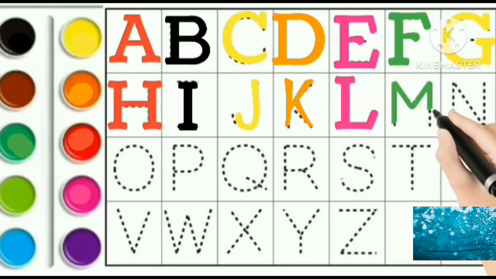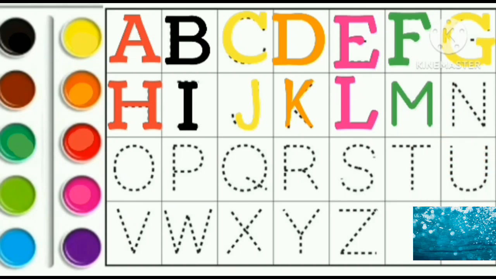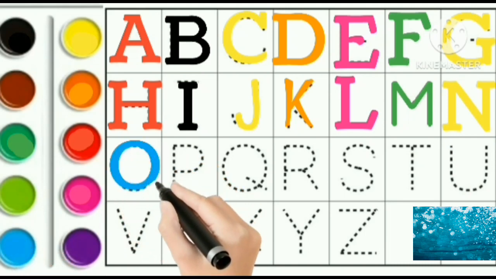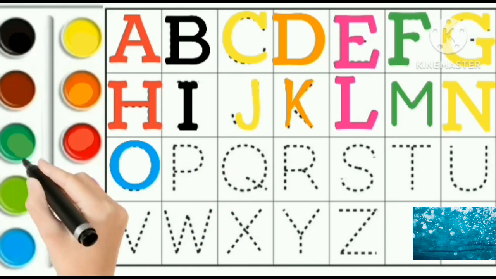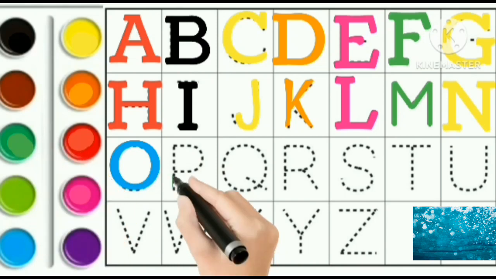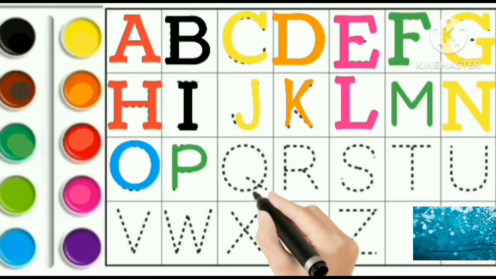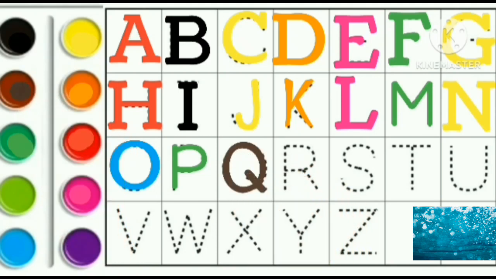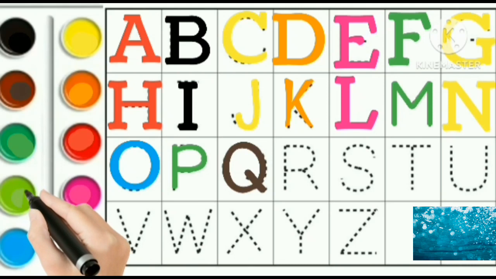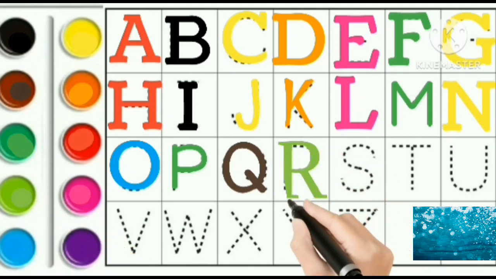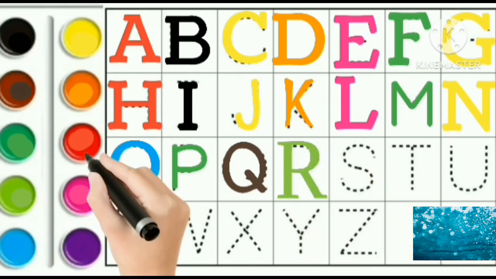Green color M, M for monkey. Yellow color N, N for nose. Blue color O, O for orange. Green color P, P for parrot. Chocolate color Q, Q for queen. Green color R, R for rabbit.